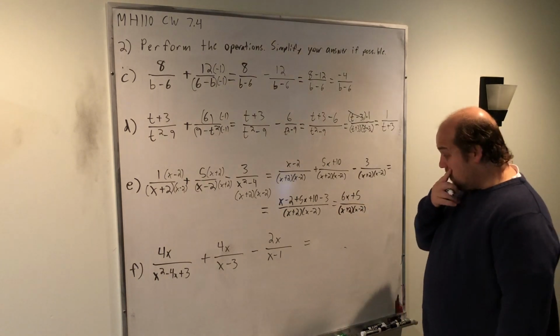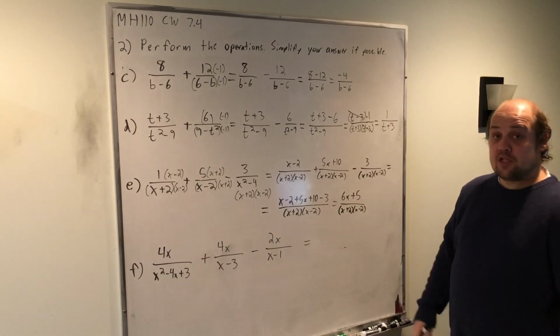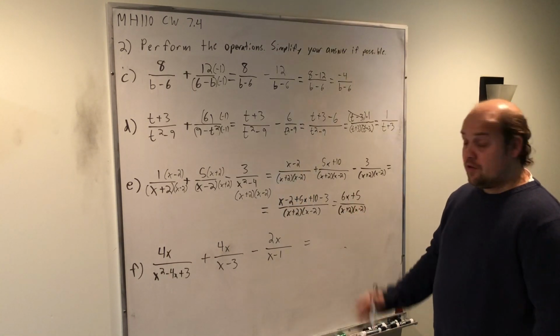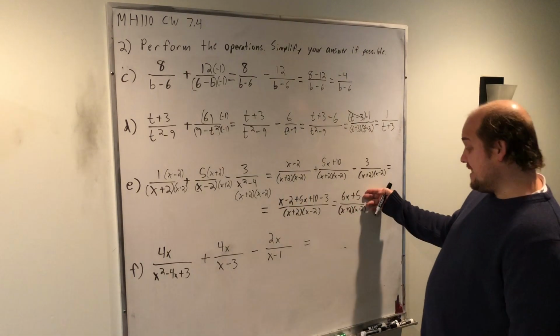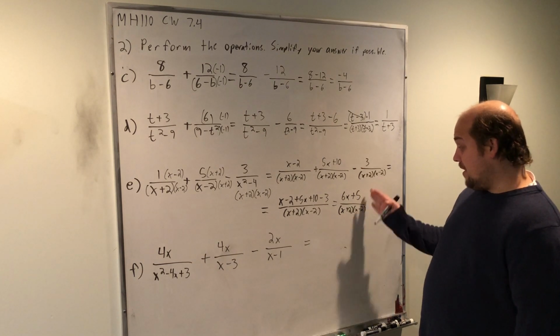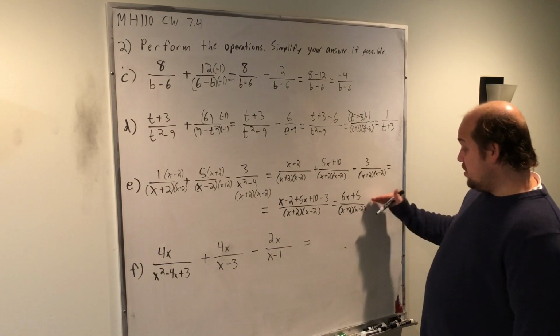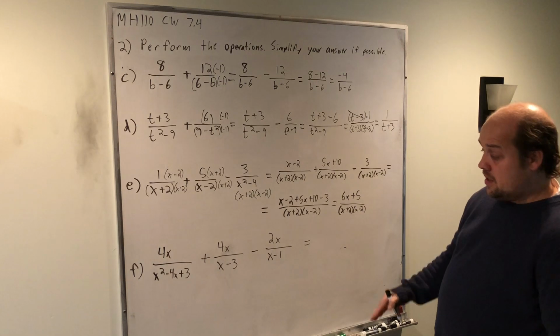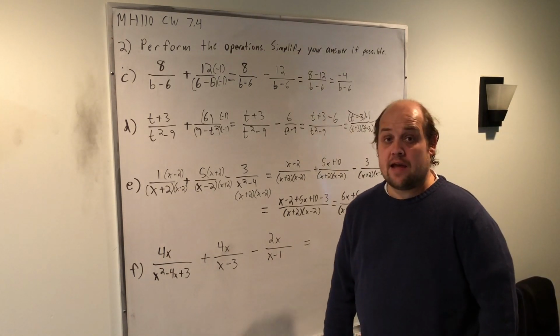I'd want to check, and if, for instance, this had been 6x plus 12, I could pull out an x plus 2 that would cancel. In this case, 6x plus 5 doesn't really do anything for me. There's no common factor, so I would just leave it right here. Same kind of math is going to apply down on part F.